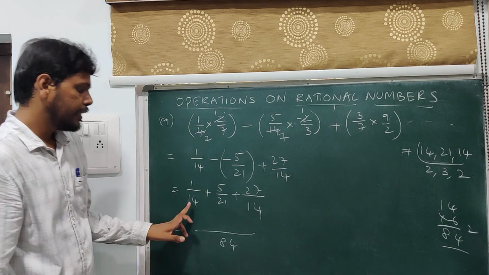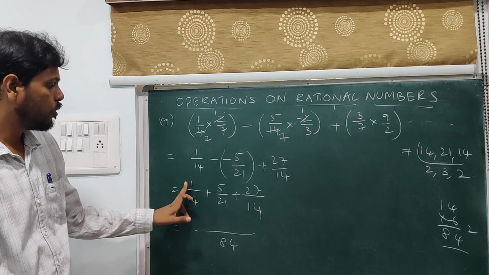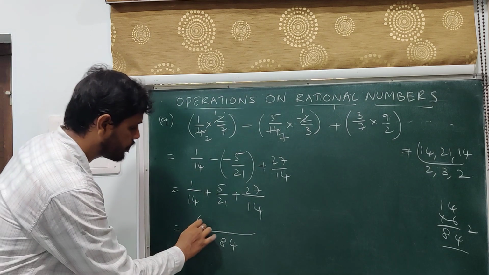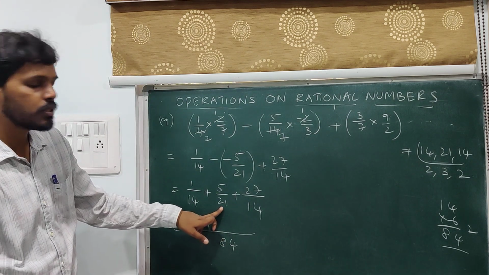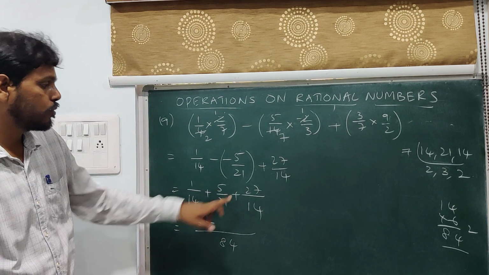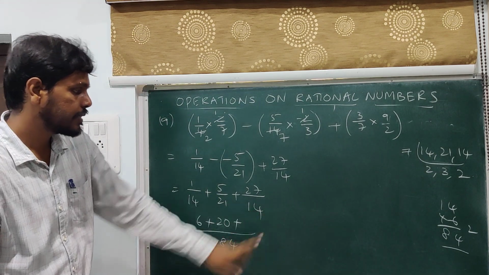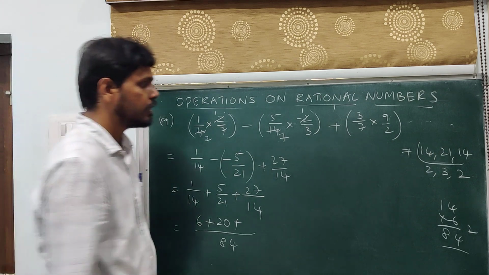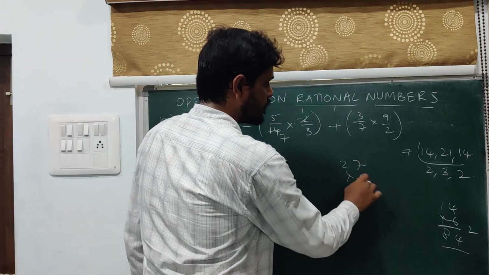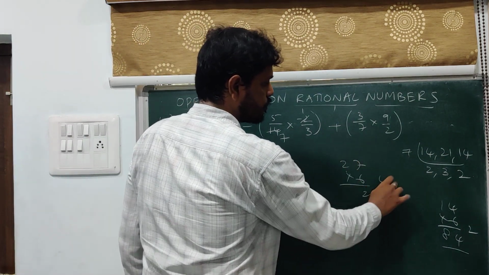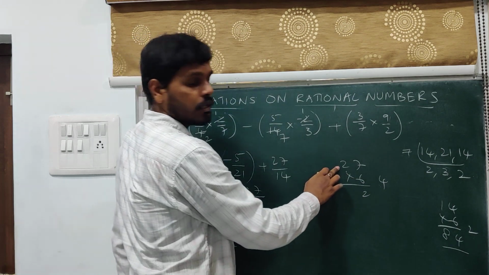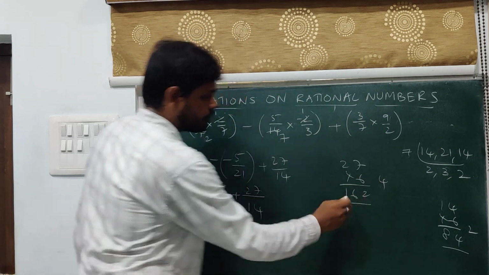Now 14 6s are 84. 14 into 6 gives you 84. 1 into 6 gives you 6. Now 21 4s are 84 and 5 4s are 20. Like the same, 14 6s are 84. Now calculate 27 6s. 6 7s are 42, 2 4. 6 2s are 12, 12 plus 4 is 16.